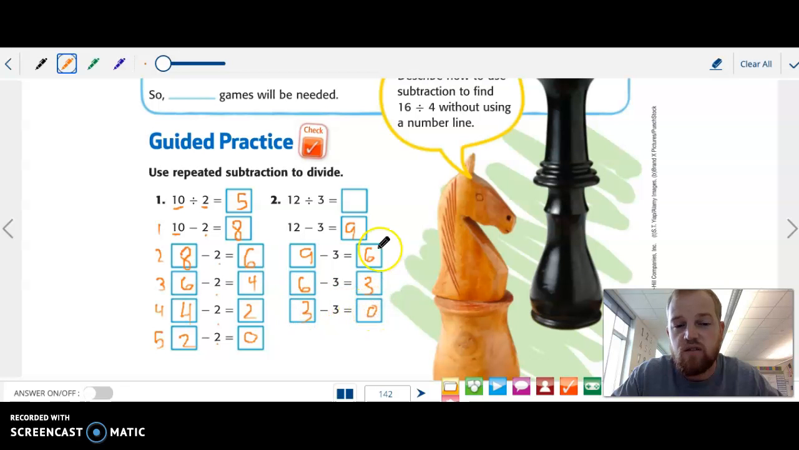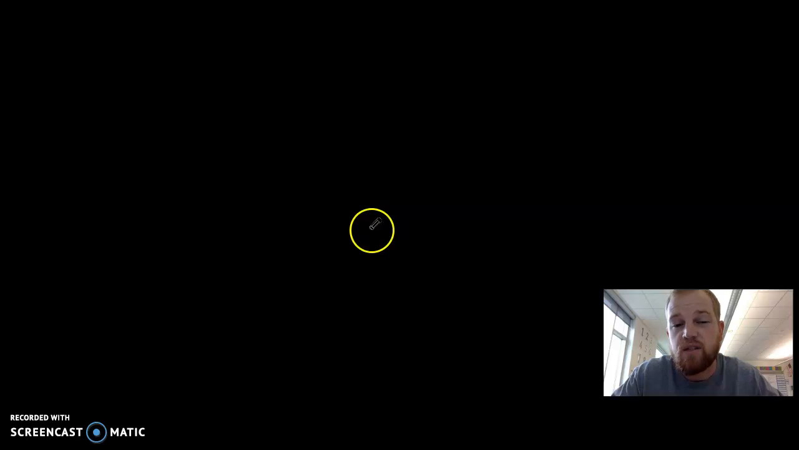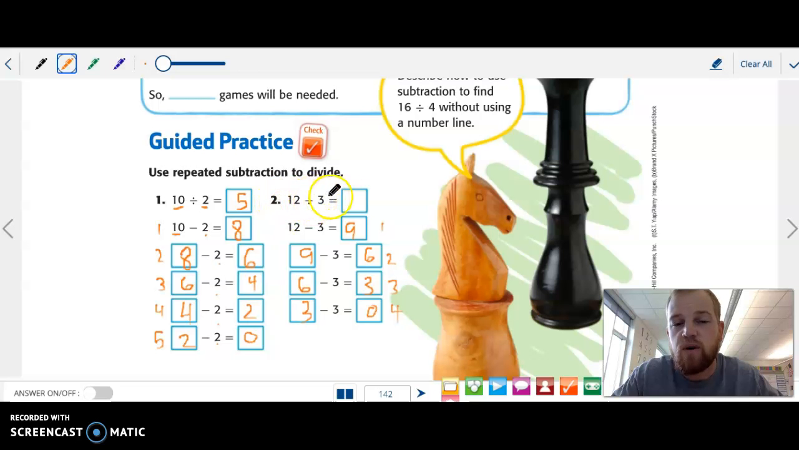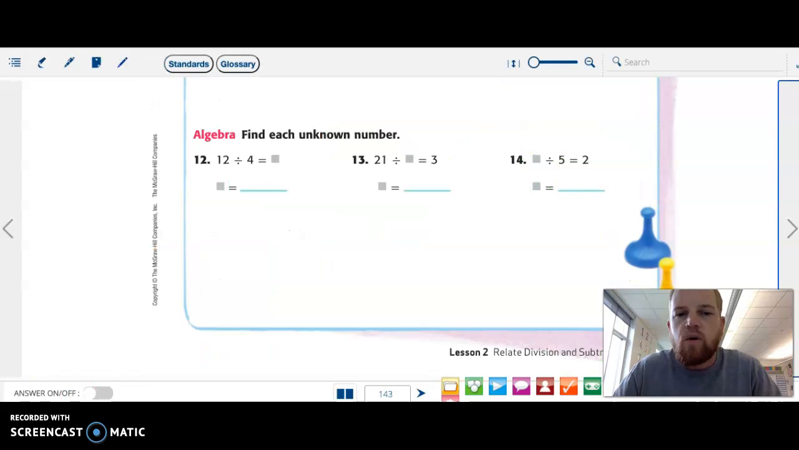Once I've reached my 0, now I can count up how many times I subtracted. Once, twice, 3 times, 4 times. So my answer then would be 12 divided by 3 equals 4. Let's move ahead a little bit and take a look at one of your independent practice problems.